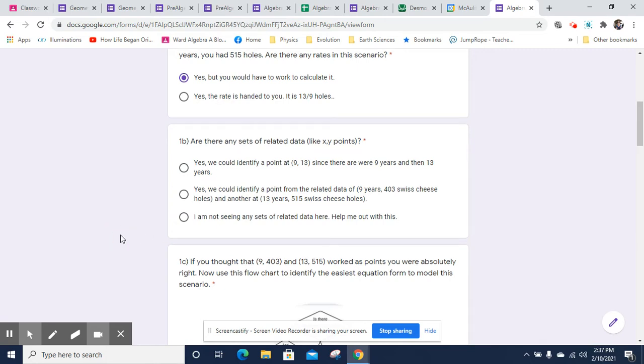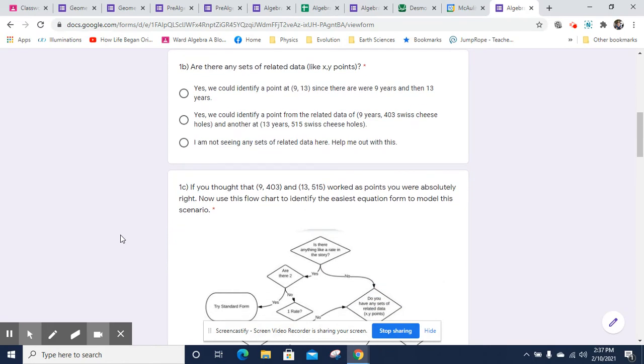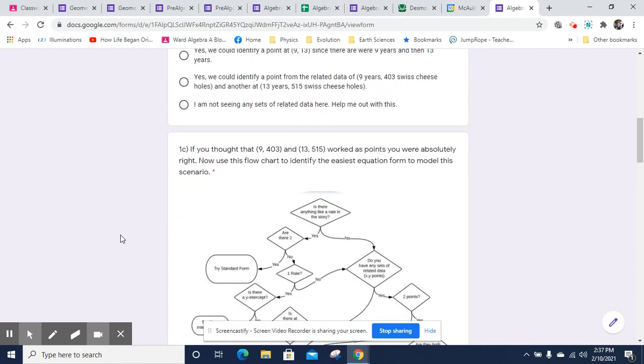Why you are collecting Swiss cheese holes, I cannot explain that. I can't explain your choices, but apparently you are.